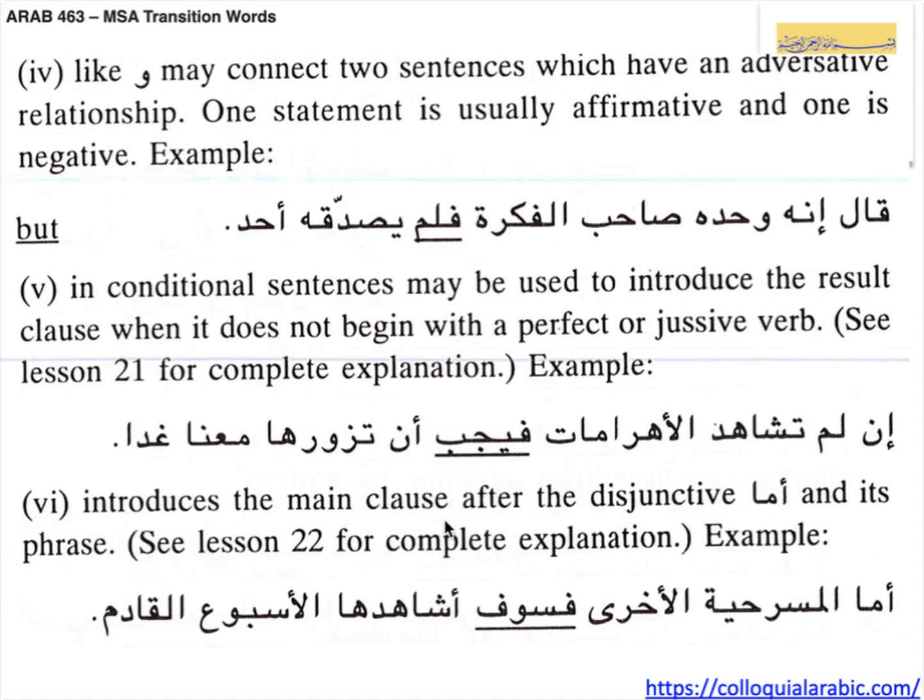Fa also introduces the main clause after the disjunctive amma, imma, and its phrase, amma al-film al-kumidi al-akhir, the latest comedy, fasawfa ushahiduha al-usbu' al-qadim. That is, fasawfa for the future, then I will see it in the coming week. So as far as the latest comedy film is concerned, I will see it next week.